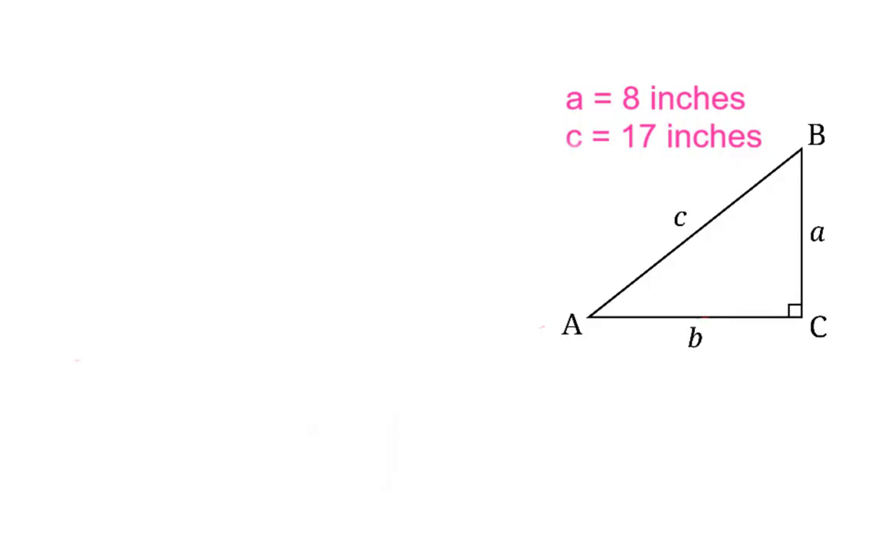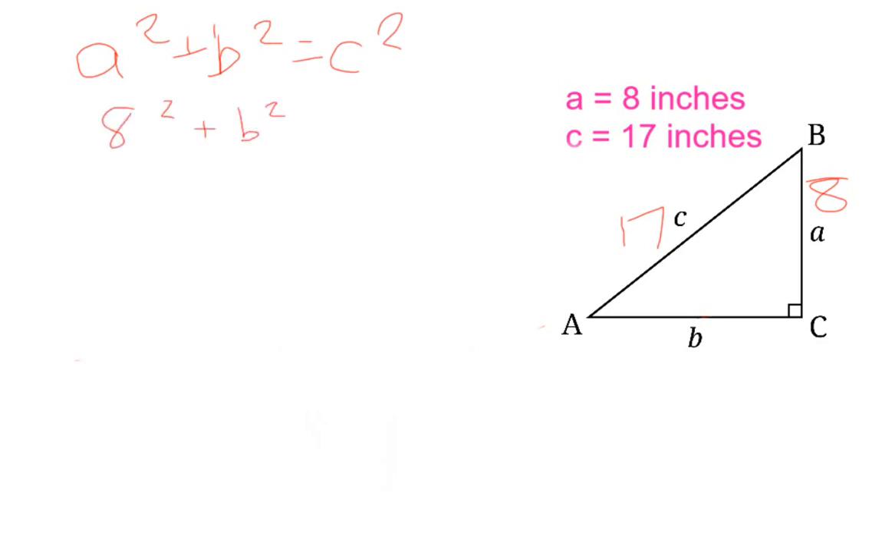Now let's do an example where we have to calculate the leg of a right triangle. So let's say A is 8 inches and C is 17 inches. So using the Pythagorean Theorem, A squared plus B squared equals C squared. We are going to substitute in the values. A squared plus B squared equals 17 squared.